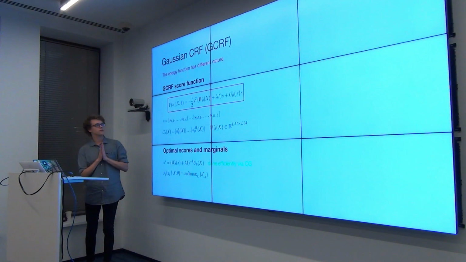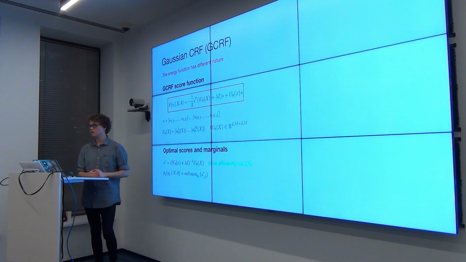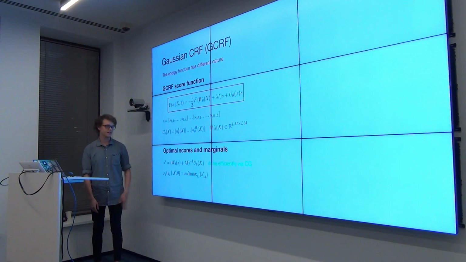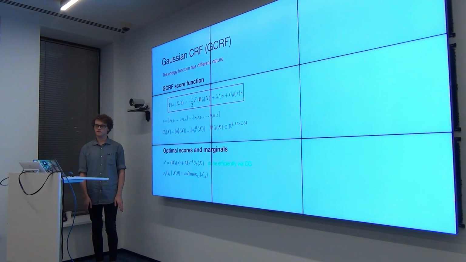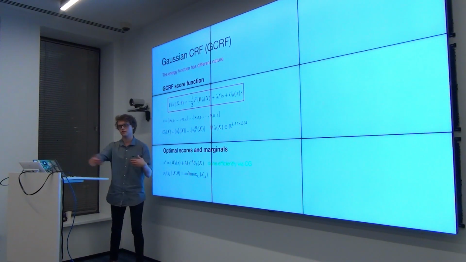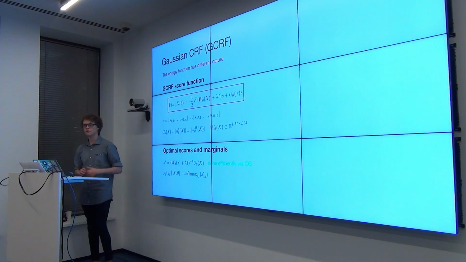So in this case, as we have a quadratic functional, we can easily obtain optimal scores by solving a system of linear equations. It can be done efficiently via conjugate gradients. And then we can define our marginals on the discrete variables as instance-wise softmax. We take all scores which correspond to pixel j, and take the softmax, and we obtain the distribution of classes for the j-th pixel.